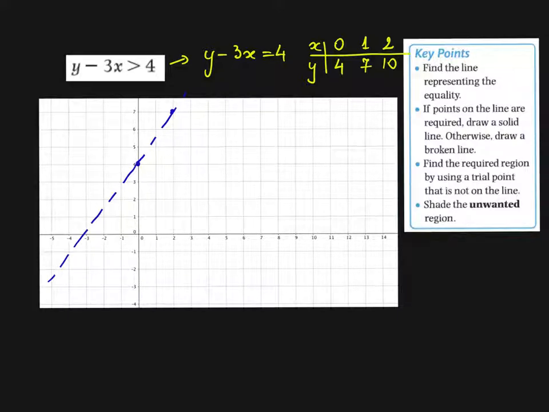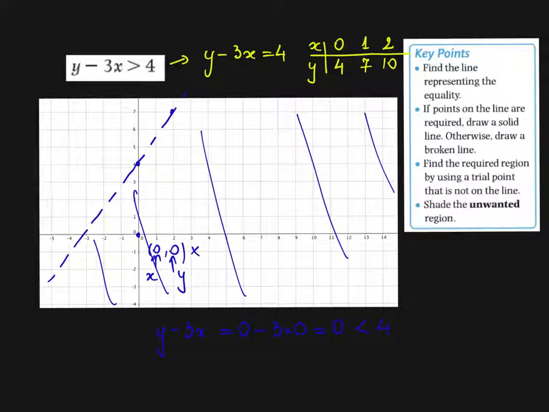I'll take my test point, so the easiest to take is 0, 0 as a test point. So x for this point is 0, y is 0. If I replace into y minus 3x, y is 0, x is 0, so my answer is 0, which is smaller than 4, is not bigger than 4. Therefore, this one is not a good point, because for this point, y minus 3x is not bigger than 4. So that's a bad point. Together with the whole region will be a bad region. So I'm going to shade this region because I do not need it. The unshaded region is my answer.